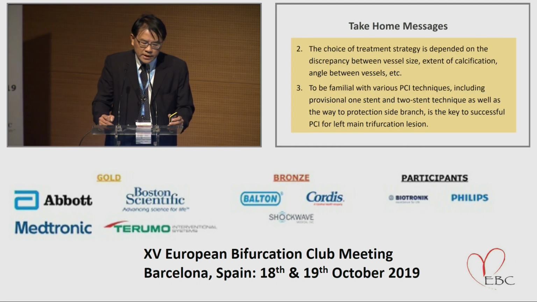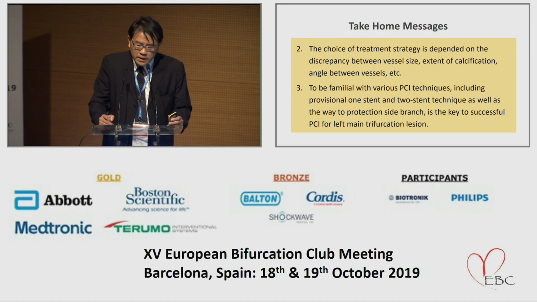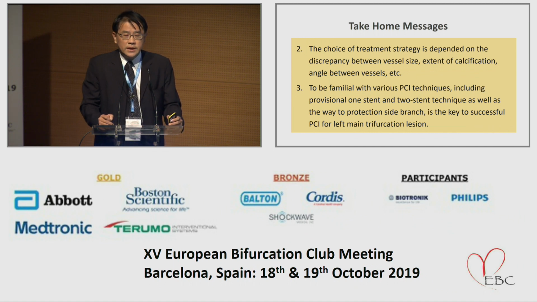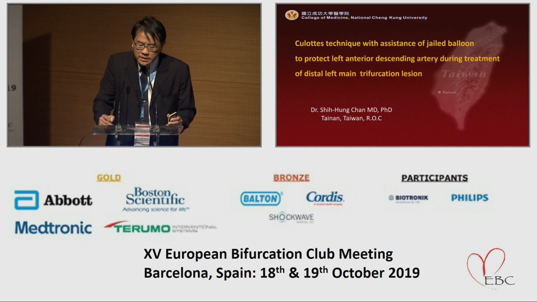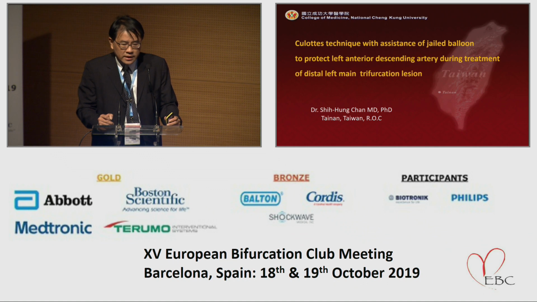And the choice of treatment strategy should depend on the discrepancy between vessel sizes, extent of calcification, and angle between vessels. And we should be familiar with the 1-stent and 2-stent strategies, as well as the way to protect the side branch. This is the key to successful PCI. So I think my topic should be the culotte technique or the double crush technique with the assistance of a jailed balloon to protect the LAD during the treatment of distal left main trifurcation lesion. Thank you very much for your attention.